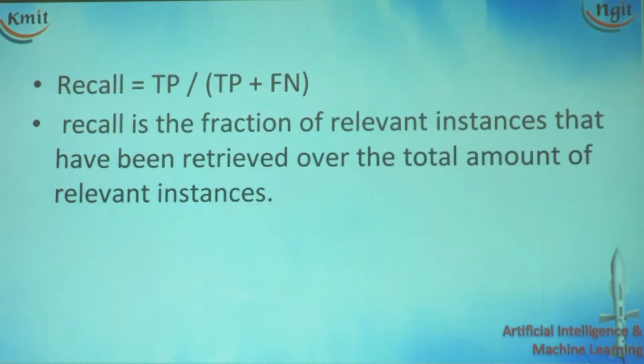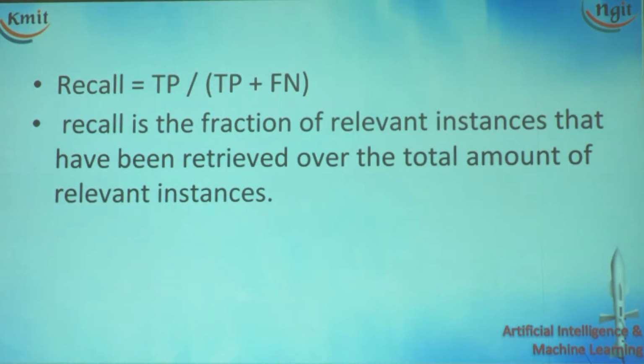Right? And then recall. Recall means we take the true positive over true positive plus false negative. What is the true positive? True positive is correctly predicted, and false negative. What is the false negative?